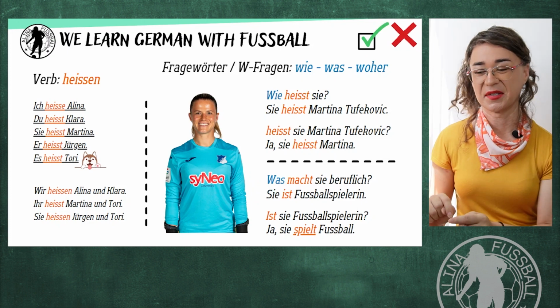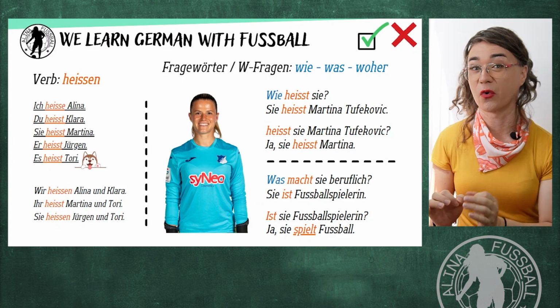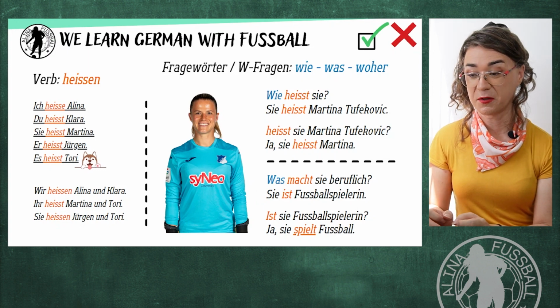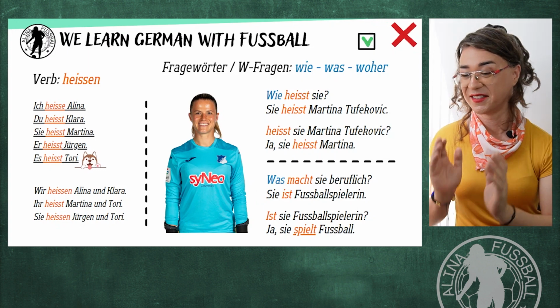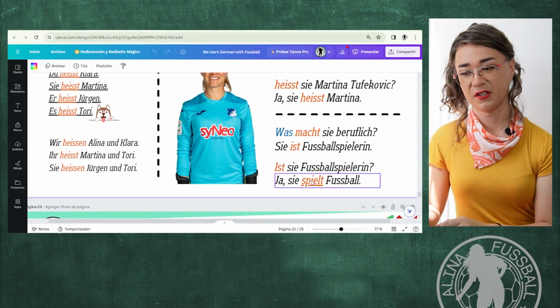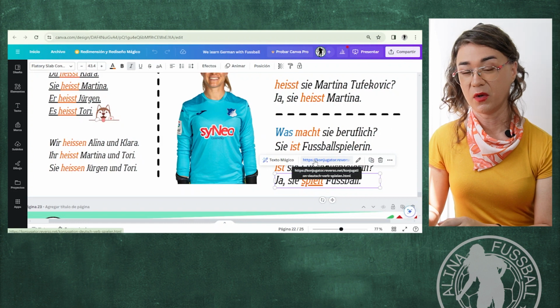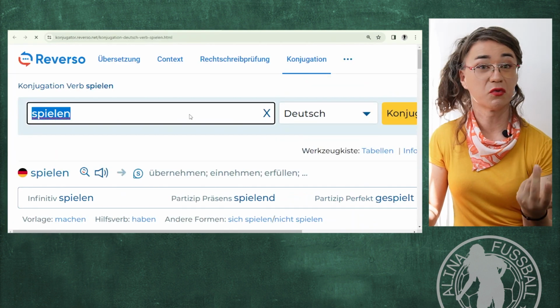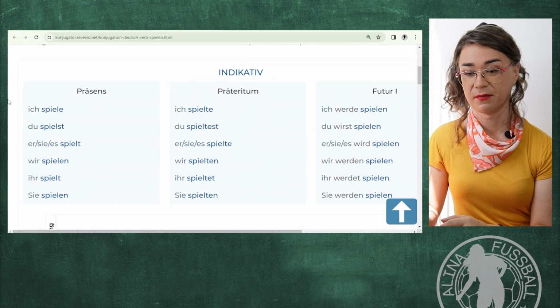Now, notice the second question. It is a question to corroborate. Ist sie Fußballspielerin? Ja, sie spielt Fußball. I also have connected the word spielen with the conjugator, so for you to check the conjugation.